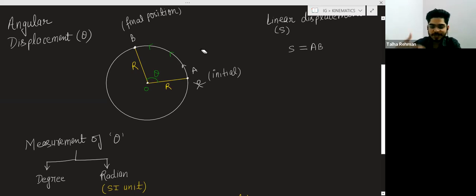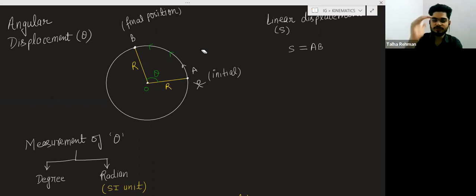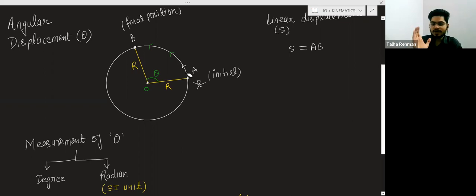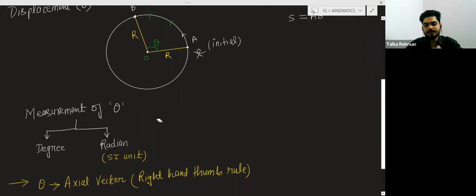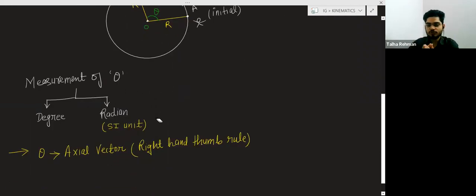So if you want to find the direction of theta, then curl your fingers along the sense of motion, and the direction of the thumb will give you the direction of theta. Just curl the fingers of your right hand along the direction of motion like this. So your thumb will be towards you. This means the direction of theta will be outwards, towards you or towards the observer.